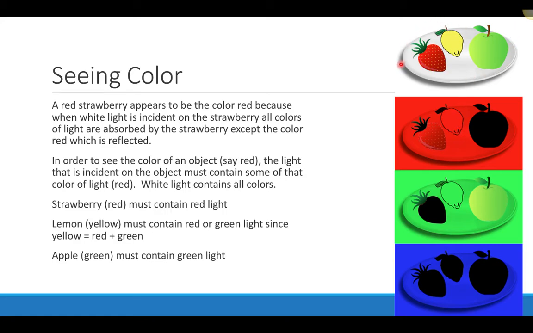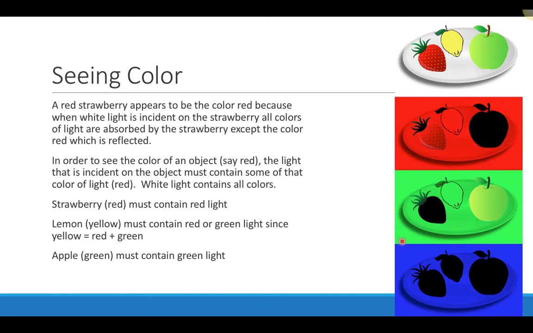So up in the top picture, when white light strikes this lemon, it contains red and green, and so the red and the green combine together and it appears yellow. In this picture, the lemon appears red because I only have red light to reflect off. The green apple appears to be black, and the reason for that is because red light does not contain any green.